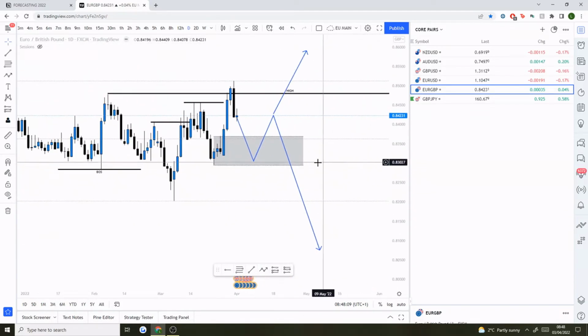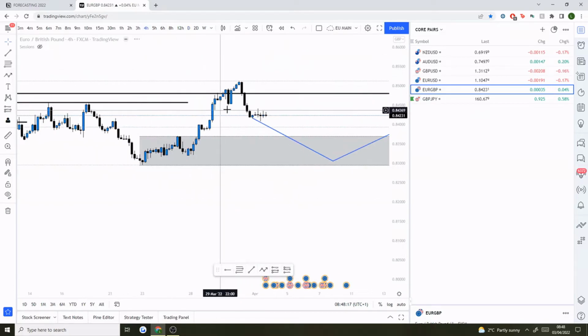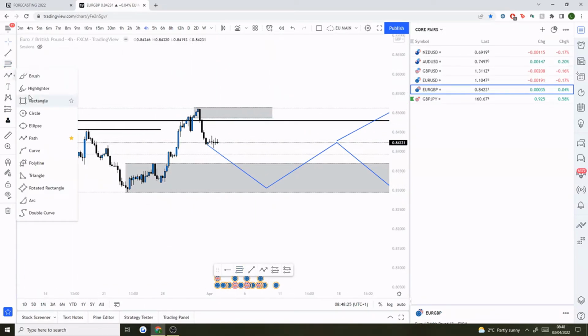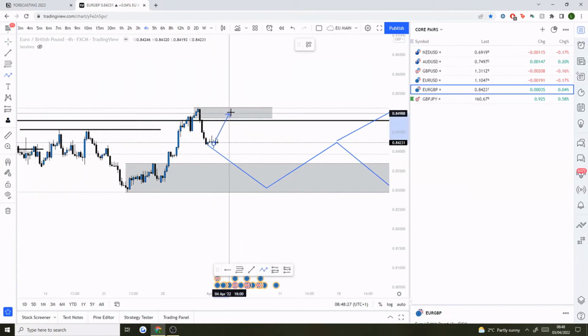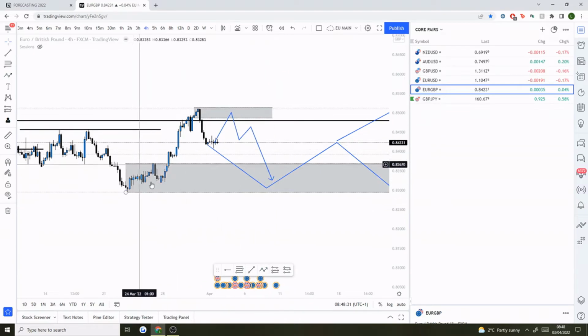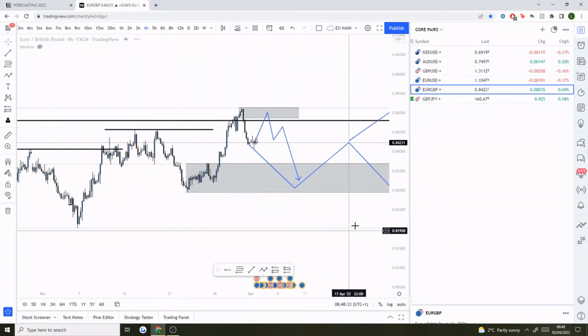So what I'm going to be thinking with Euro Pound, I'm going to be open to taking buys out of this area, and I'm also going to be open to taking sells out of hourly structures. So for example, this 4-hour structure up here, start of the week, if we come up into there, then I'll be interested in taking sells, and then we can follow through with the weekly bias.